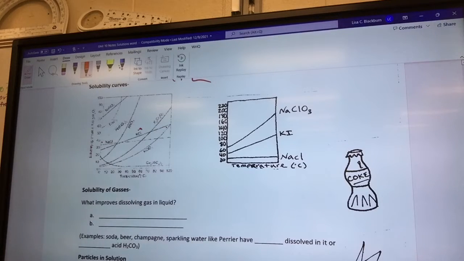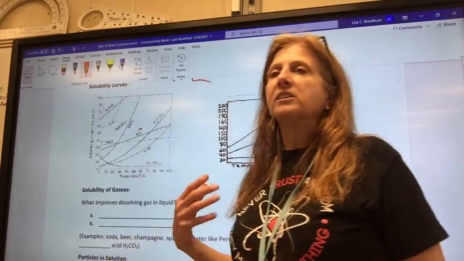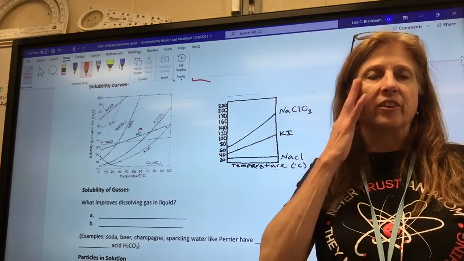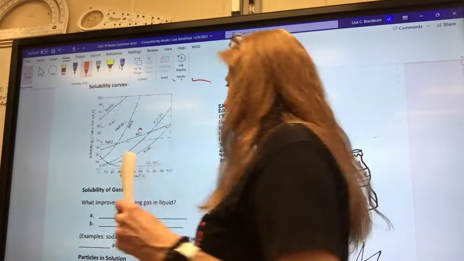Okay, the next one is solubility of gases. We talked about solids dissolving. Now we're going to talk about gases dissolving. So now we're talking about Coca-Cola, soda pop.